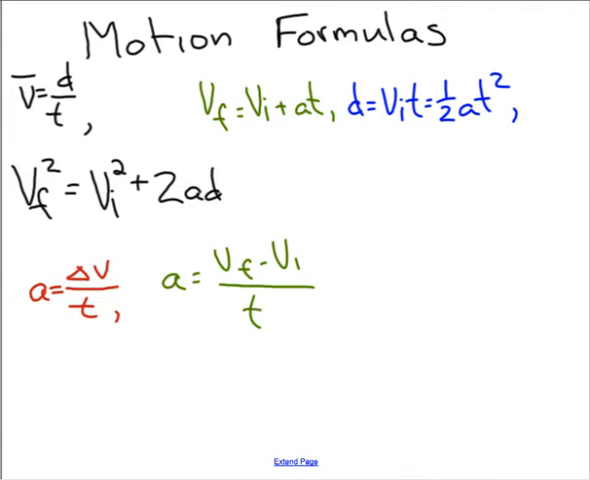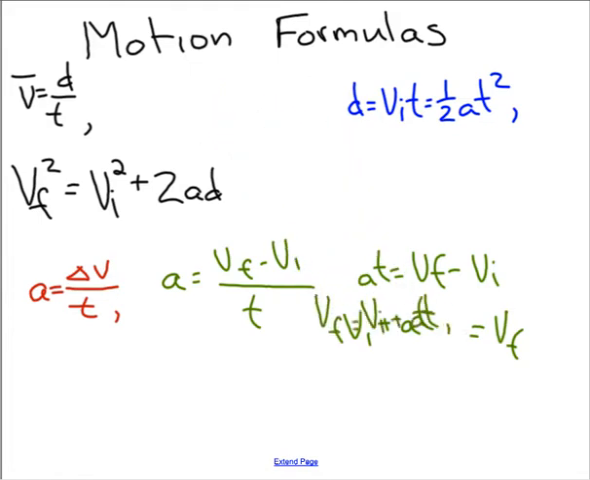it starts to look like one of our other formulas. If we move some stuff around, let's cross multiply, we get A times T equals VF minus VI. And then we add VI to both sides, we end up getting a very familiar formula, the one that was right next to it. That's the formula right here. It's switched around on the equal sign, but it's the same thing.